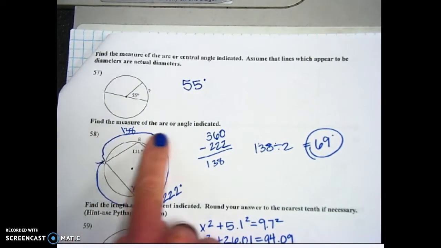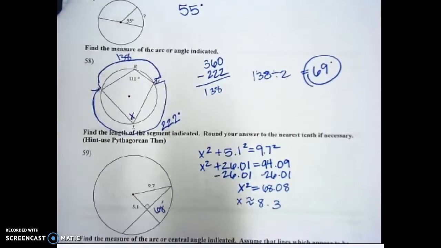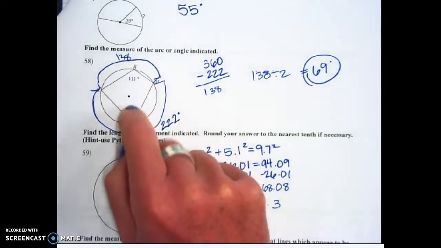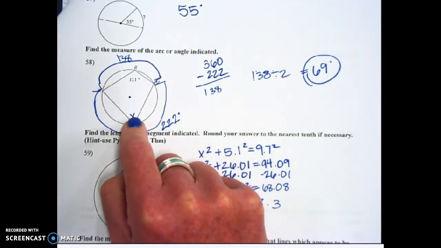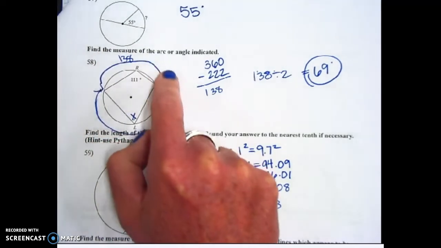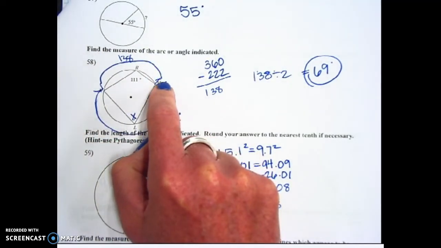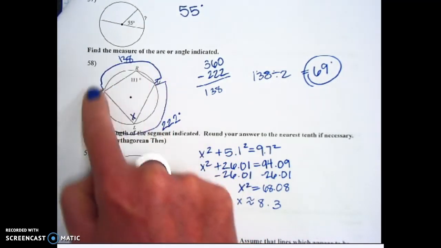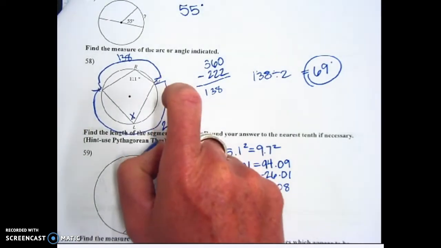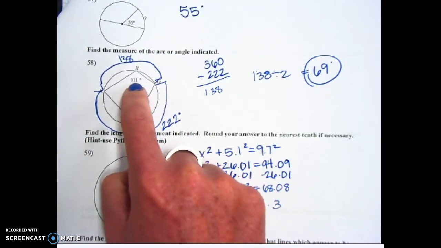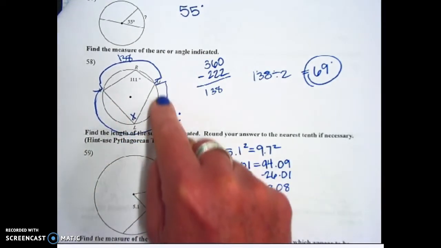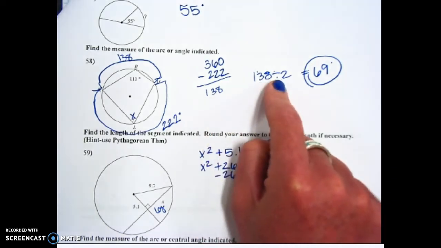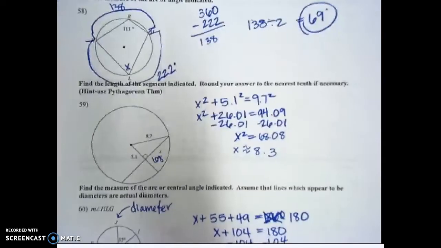Number 58, find the measure of the arc or angle indicated. So I changed the question mark into an X. But I needed to find that angle right there. So I need that intercepted arc and then take half of it. To get that arc, I knew that the total circle is 360. And if this angle right here is 111, its arc is 222. So I subtracted the 222 from 360, got 138, divided by 2, which left me with 69 degrees.